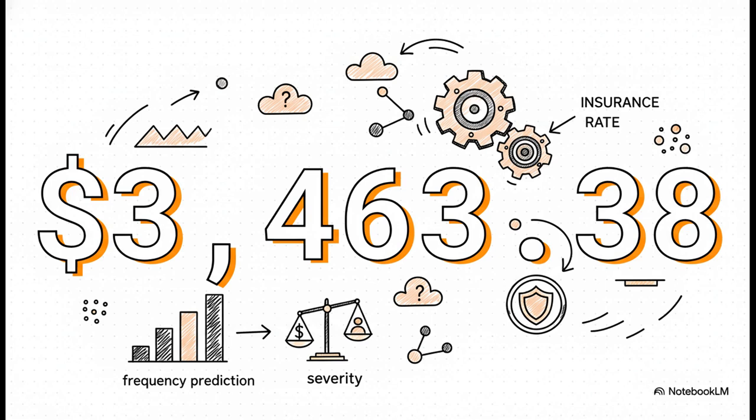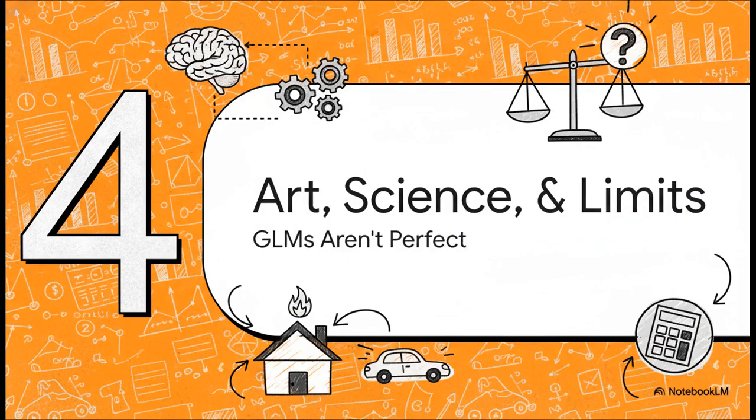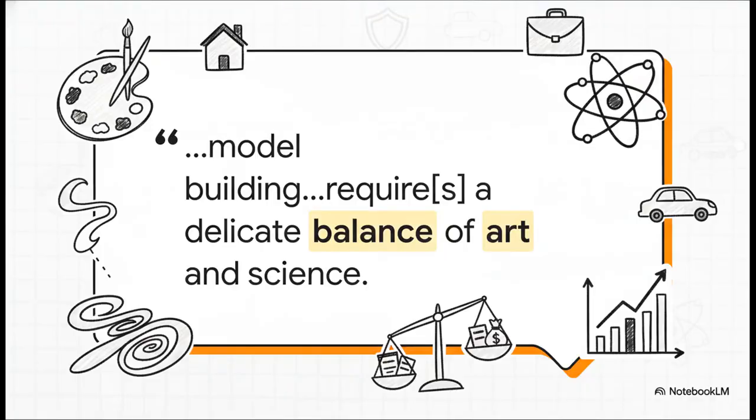Now, this number isn't the final premium. It gets combined with another prediction for how often this person might have a claim, and that becomes the foundation for their actual insurance rate. But hold on, it's not quite that simple. You can't just dump a bunch of data into a machine and walk away. There's a really critical human element here, and these models, well, they have some important limitations we need to talk about. Yeah, just like the source material says, building these things requires a delicate balance of art and science.